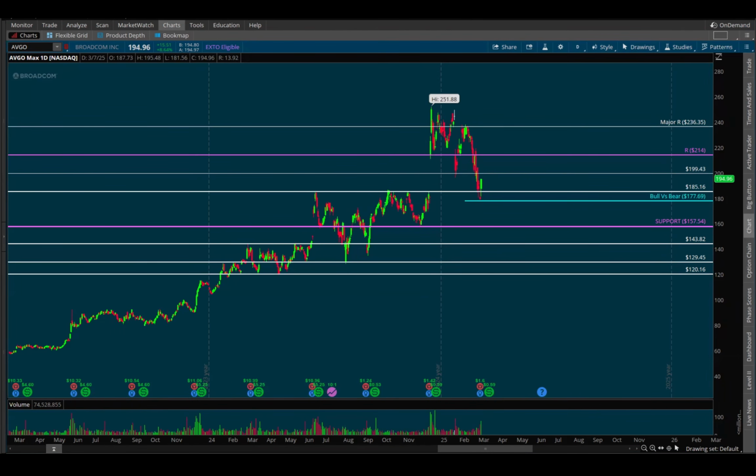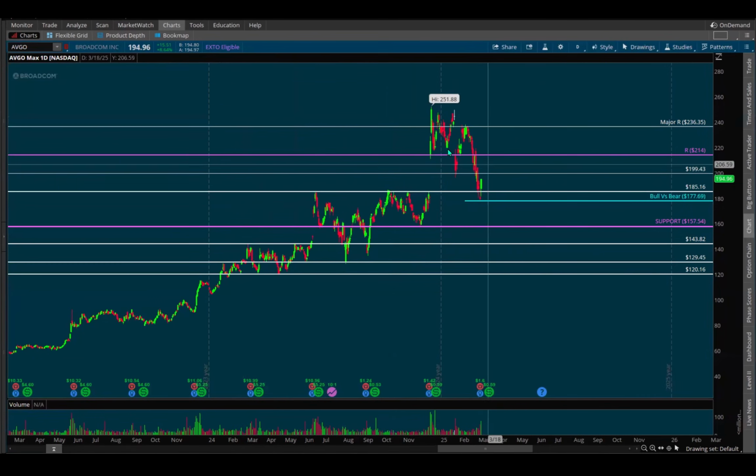Now I want to talk about AVGO, that's Broadcom. It is a big board ticker, highly liquid. All the institutions trade it, probably hundreds of millions, if not billions of dollars traded every single day. Much different than a micro cap, small cap, OTC, or penny stock. However, the same exact concepts apply.